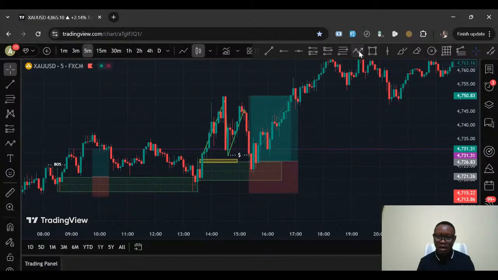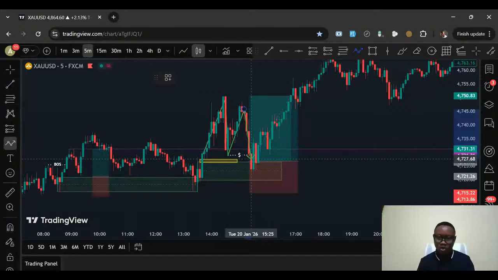Price came all the way down to sweep all available liquidities below this swing level or this inducement zone. Okay, price swept all available liquidity, then tapped into the 50% range of our order block zone.